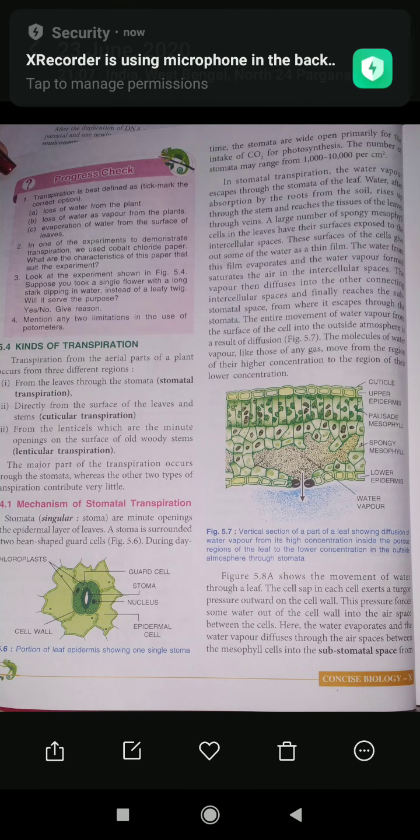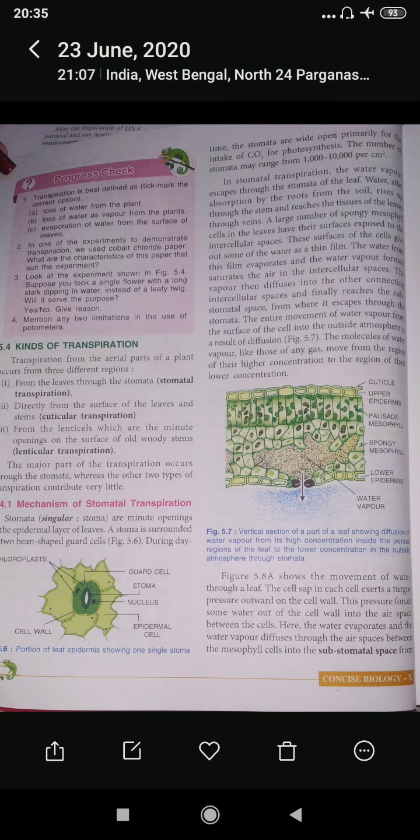Children, today we will discuss the types of transpiration. Now, coming to types of transpiration, as we have discussed, transpiration occurs from the aerial parts of a plant. It can generally be of three types. The first one we call stomatal transpiration, which occurs through stomata.